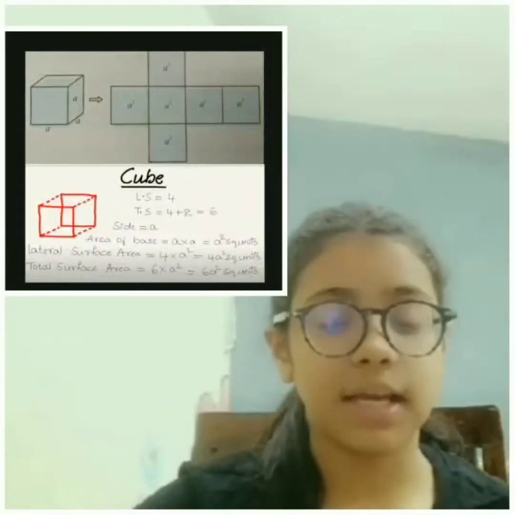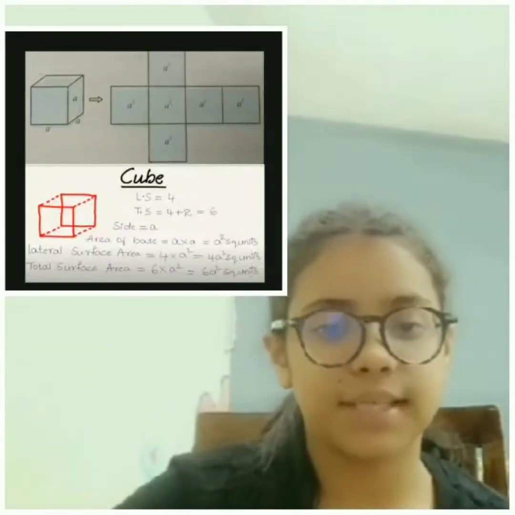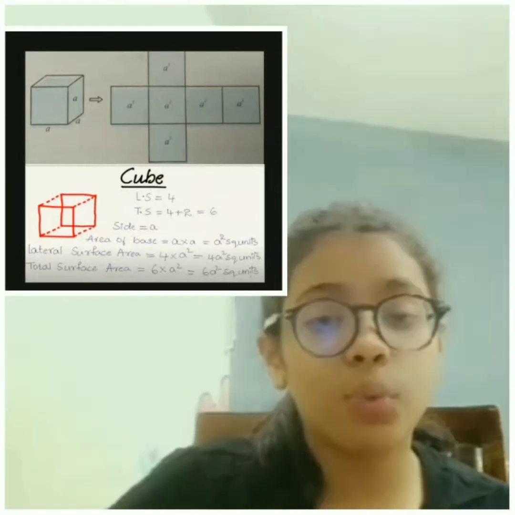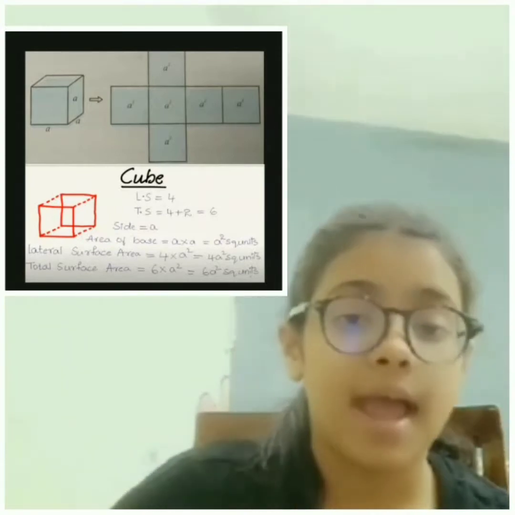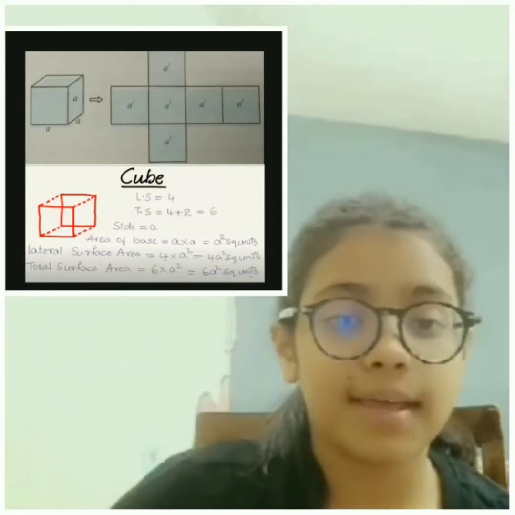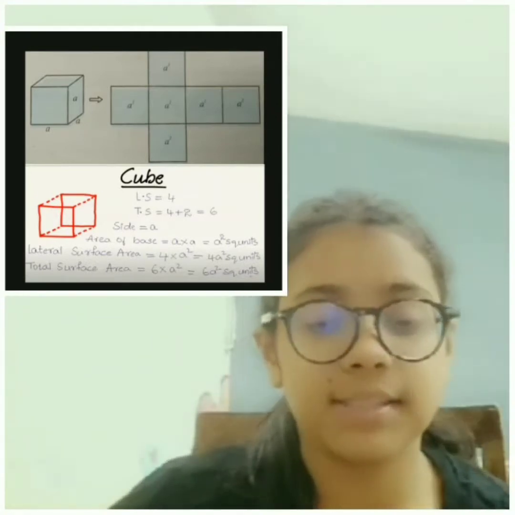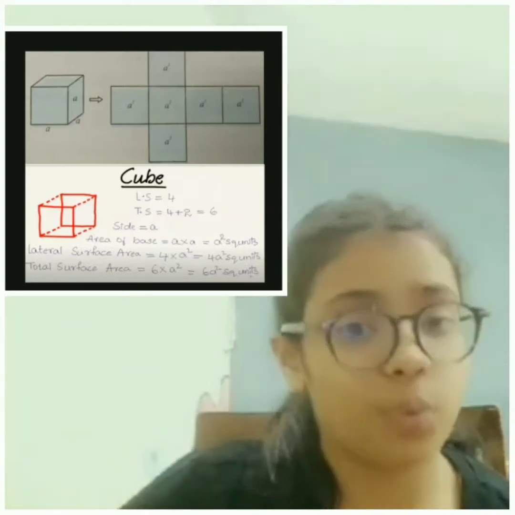Now we will study the total surface area and the curved surface area of a cube. As we know, a cube is made up of squares stacked together. And we have already learned that a square has all equal sides and the area of a square is nothing but side times side, or s square.